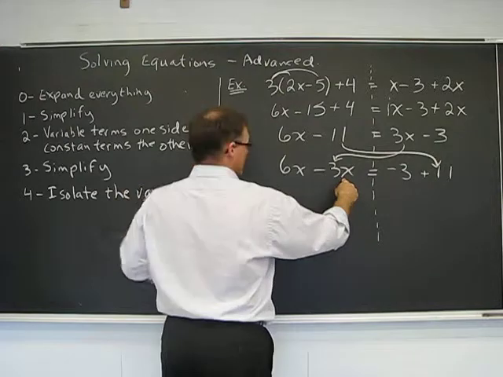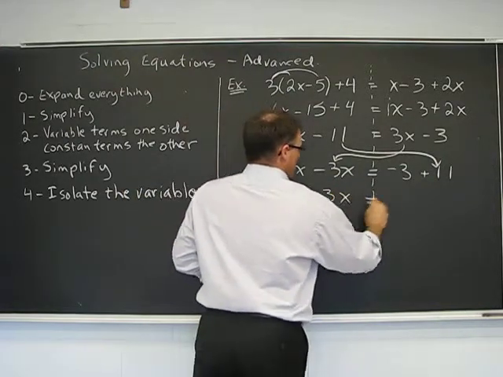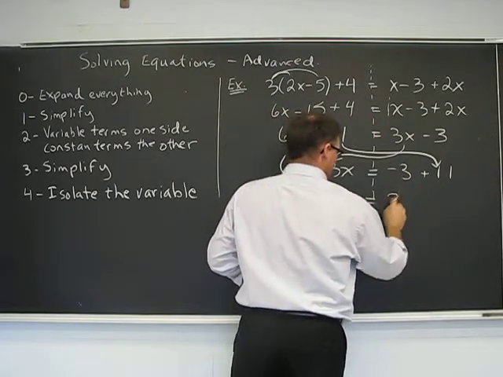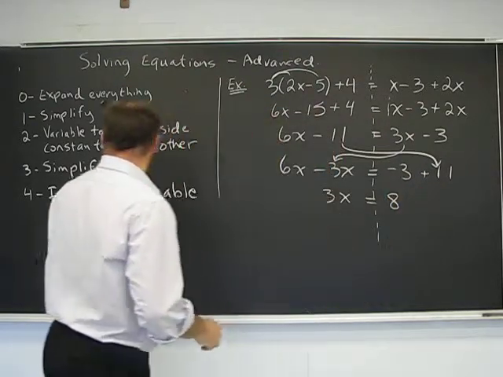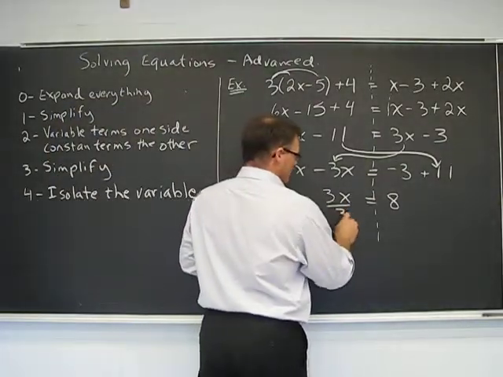Simplify on the third step, which is actually the fourth. 3x equals, and negative 3 plus 11 is 8. Now the last step, isolate the variable, just means divide through by the coefficient on both sides.